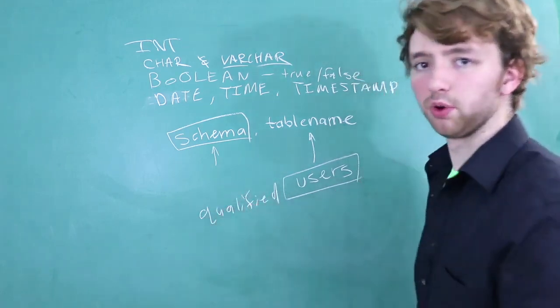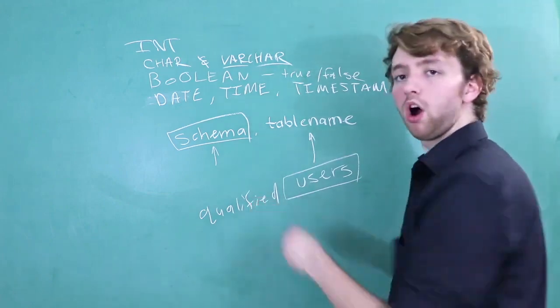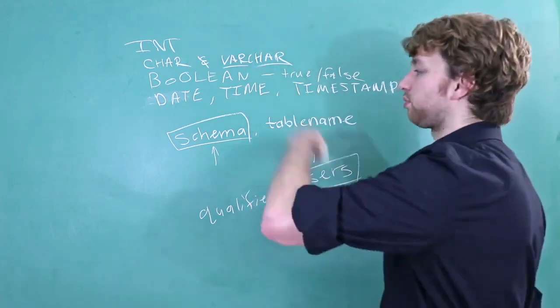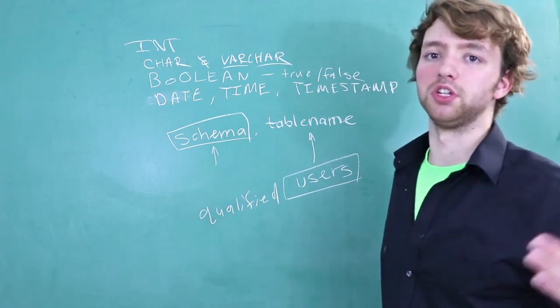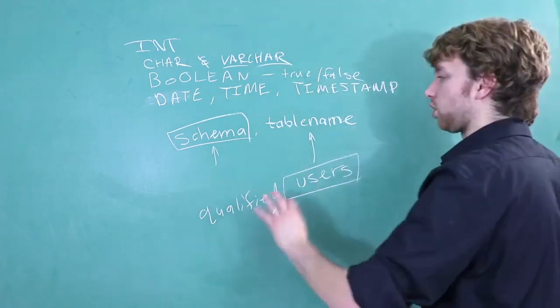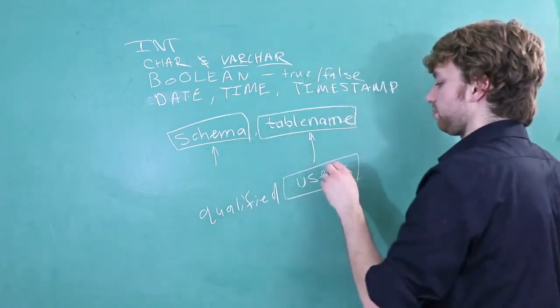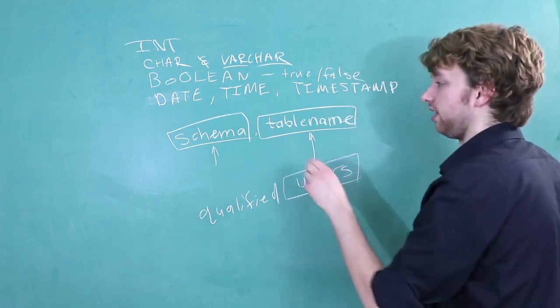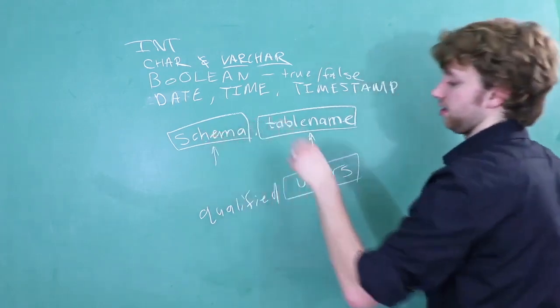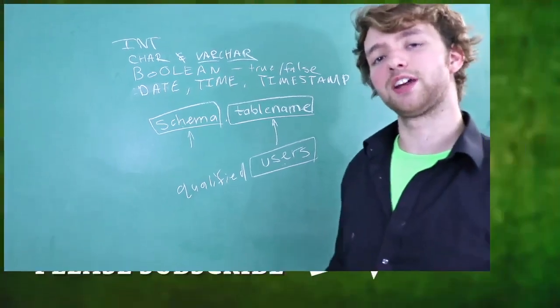And in computer science, or maybe in real life, I don't know, when you qualify something, you basically prefix it with some more information so you know what we're talking about. So if you didn't qualify this table, it would just be users. But if you qualified it, you'd put schema.users.